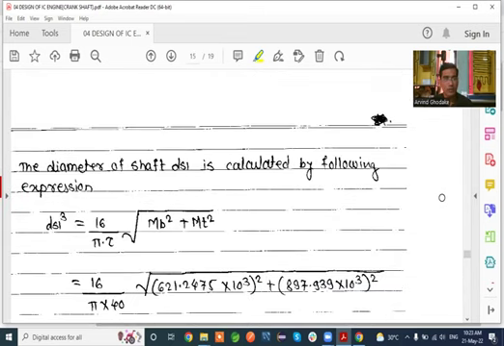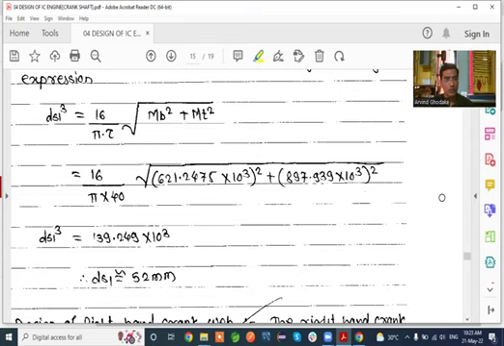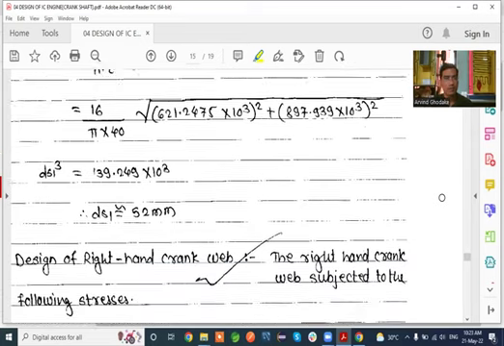Therefore, the diameter of the shaft ds1 is calculated by the following expression. ds1 cube is 16 by pi into tau, into the square root of the sum of the squares of the bending moment and torsional moment. Therefore, ds1 cube will be 139.24 into 10 raised to 3. Therefore, ds1 is equal to 52 mm.